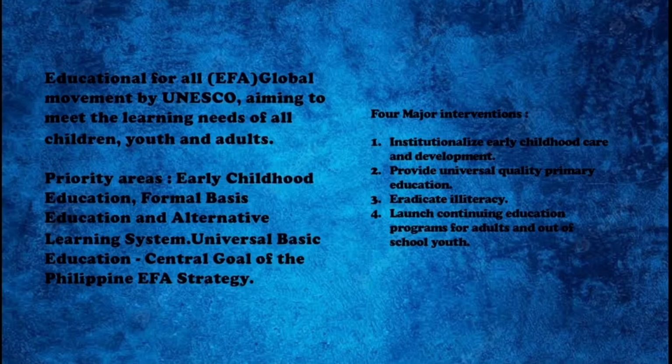Four major interventions. One, institutionalize early child care and development. Two, provide universal quality primary education. Three, eradicate illiteracy. Four, launch continuing education program for adults and out-of-school youth.